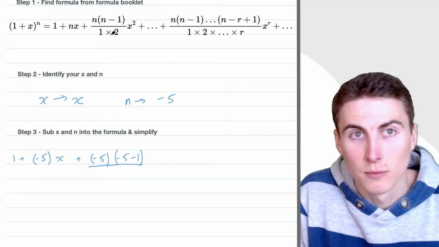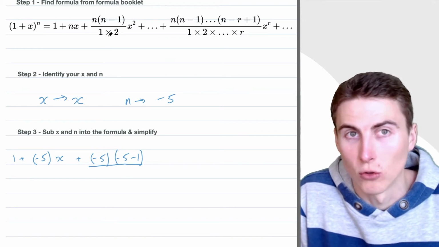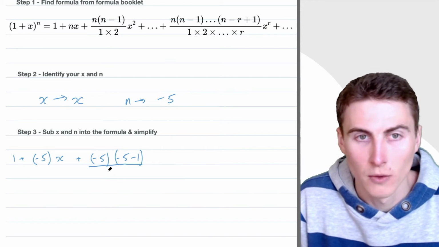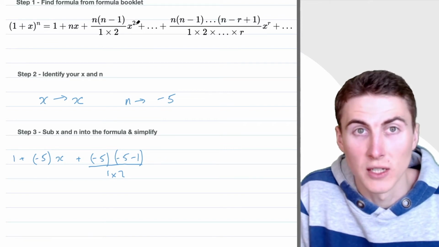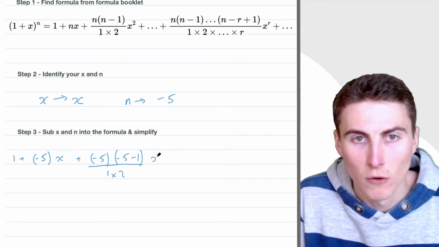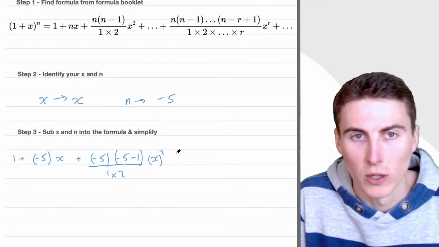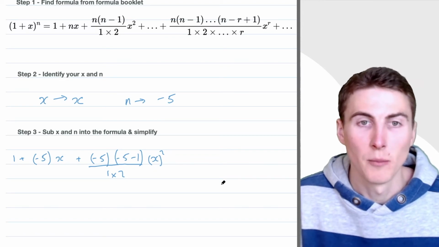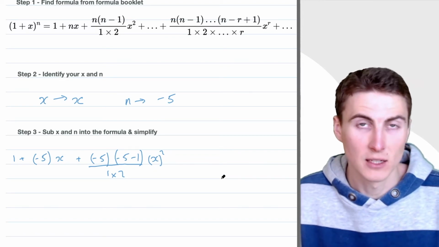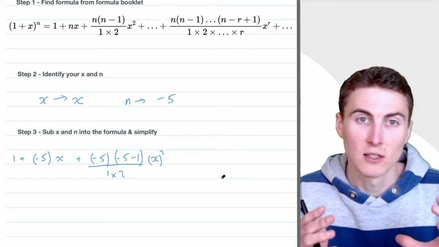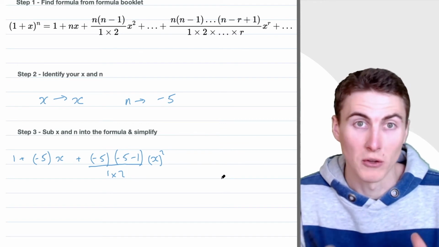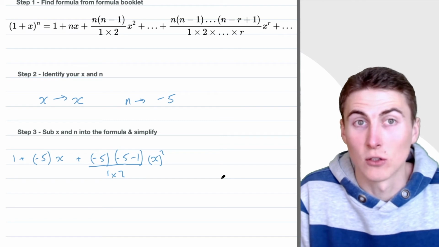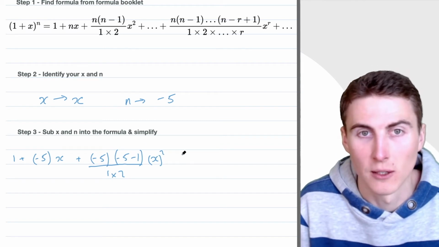And then on the bottom, we have 2 factorial, which is 1 times 2. And then we also need this x squared. Often you'll see them write x in a bracket squared. Here we don't really need to because our x is just x. But if x was something like 3x, then you would want to put the brackets because it's the whole 3x being squared, which would come out as 9x squared. So as a convention, I'd pop the x in a bracket like that.